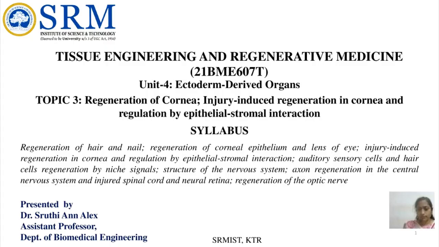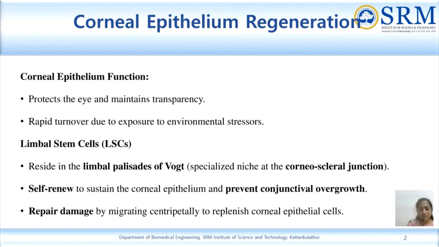So today we'll be looking at the topic regeneration of cornea and injury-induced regeneration in cornea and regulation by epithelial stromal interaction. So these are the topics that are covered in Unit 4 of ectoderm-derived organs. So first, let us look at the corneal epithelial function.